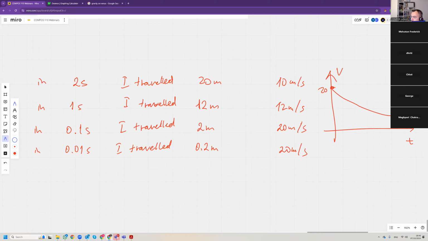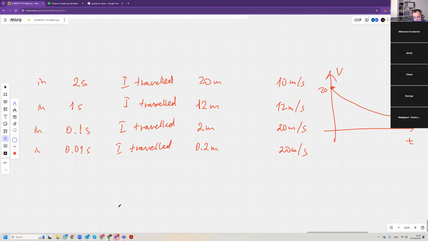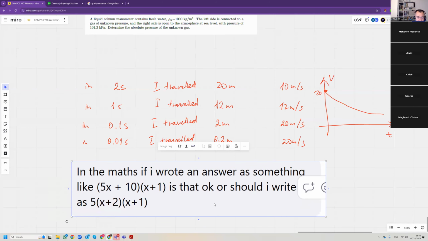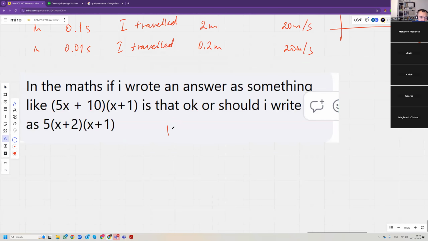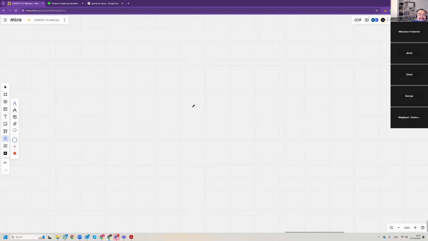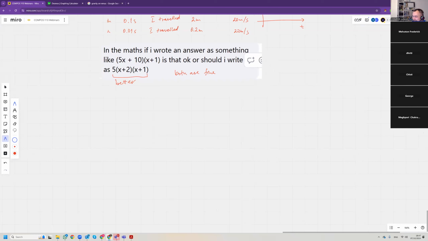In the maths, if I wrote the answer something like this, is that okay? Should I write 5x? The second is better, but it doesn't really matter. Both are fine, but this is better. Because if you factorize, you don't leave it halfway.